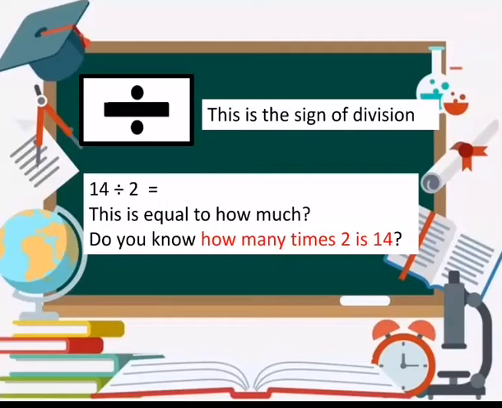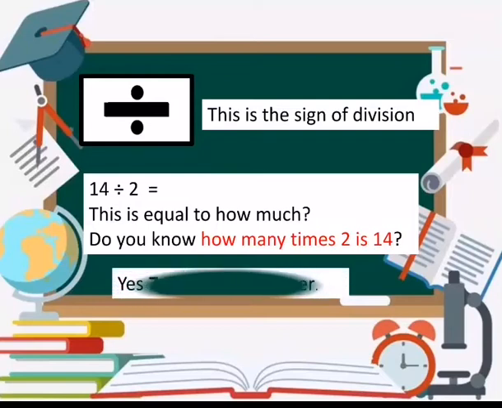2 ones are 2, 2 twos are 4, 2 threes are 6, 2 fours are 8, 2 fives are 10, 2 sixes are 12, 2 sevens are 14. Yes, 7. That is the answer, and we will write here 7.